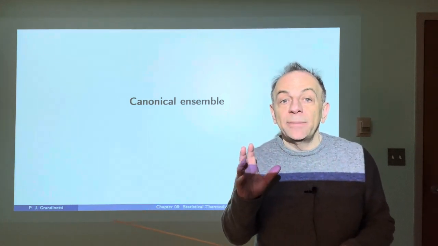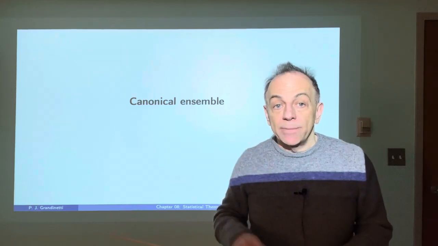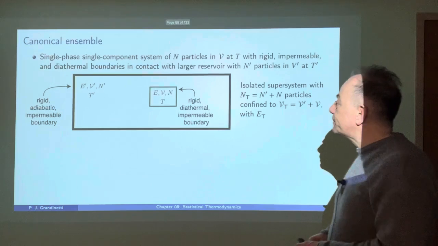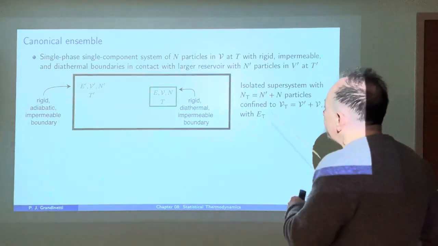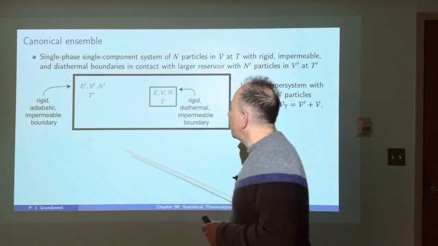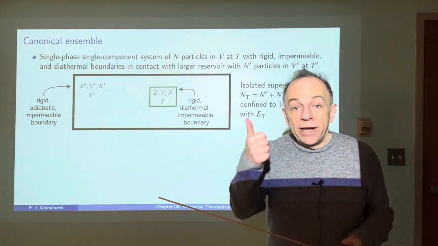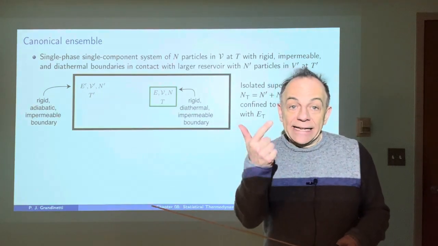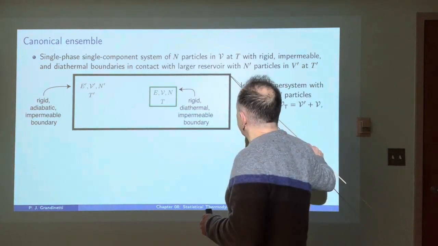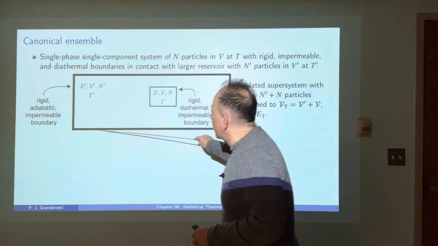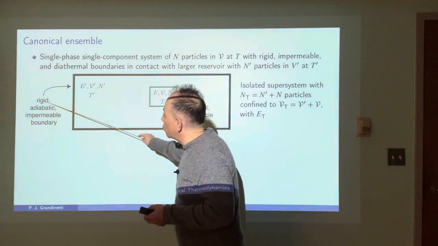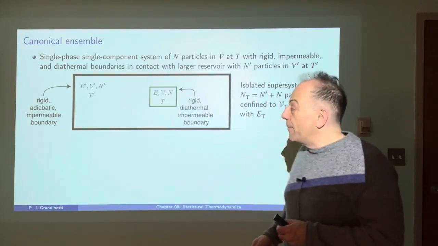So we're going to allow the system to have diathermal boundaries, but we're going to keep the rigid and the impermeable boundaries in this section. So the basic approach is like this. We're going to create a super system which contains two systems. One is our system that we're interested in, and the other one is a reservoir, the surroundings. And the super system, which I've delineated here with the thick black line, is an isolated system. So it has rigid, adiabatic, and impermeable boundaries.